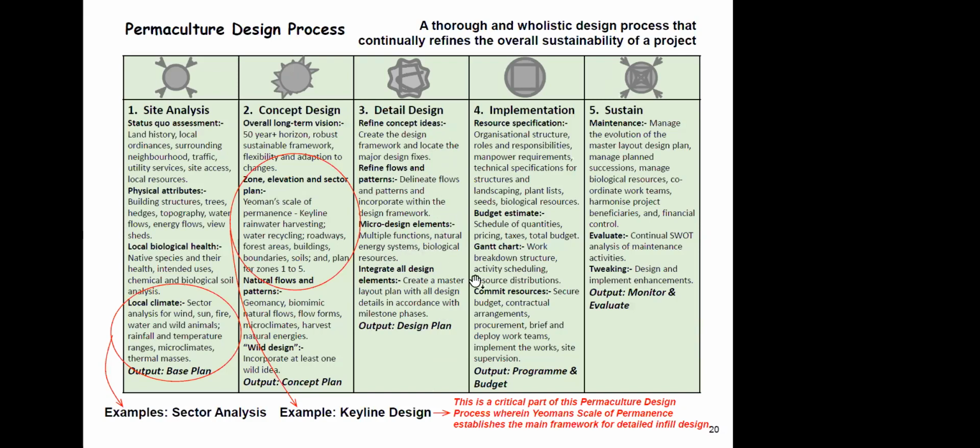Now you pack in all the micro design, you integrate everything, you end up with a design plan. And as you go on to implementation, you start looking at all your quantities, your plant lists, your budget estimates, your Gantt chart in terms of a program, and you start committing resources and you start implementing. And then very importantly, how do you sustain it? Well, you need to maintain it, then you evaluate it continually, and there's always tweaking that can be done. And if there's a major extension to a project, well then you go back to stage one, and you go through this process again.